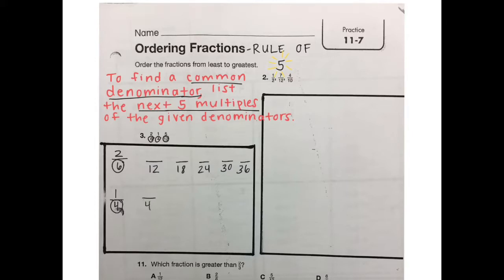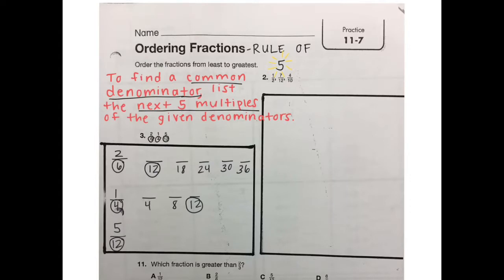So 4, 8, 12, ooh, and I can stop right here because I can see a 12 here and a 12 here, so I have something in common. Now if I go to my last fraction, 5/12, the denominator is a 12. I don't even have to change it. I found my common denominator of 12.